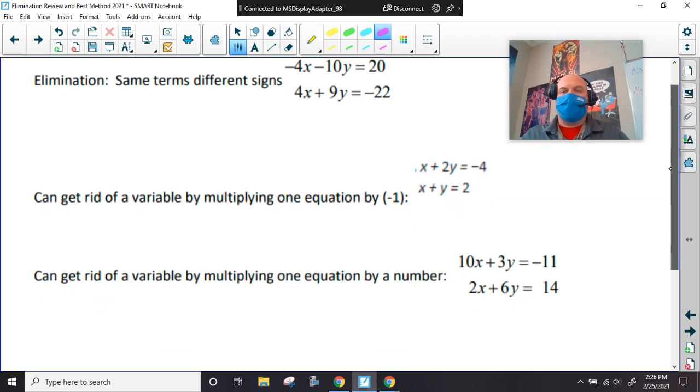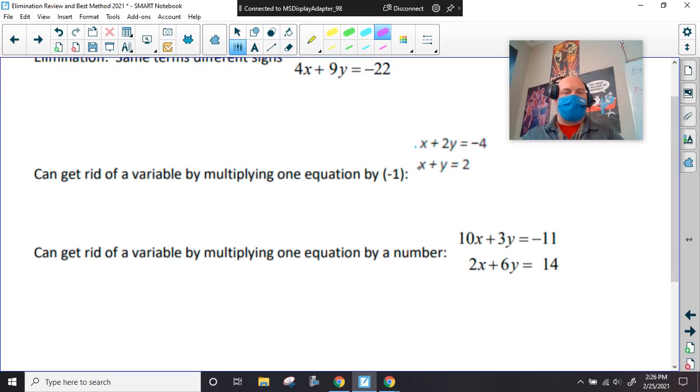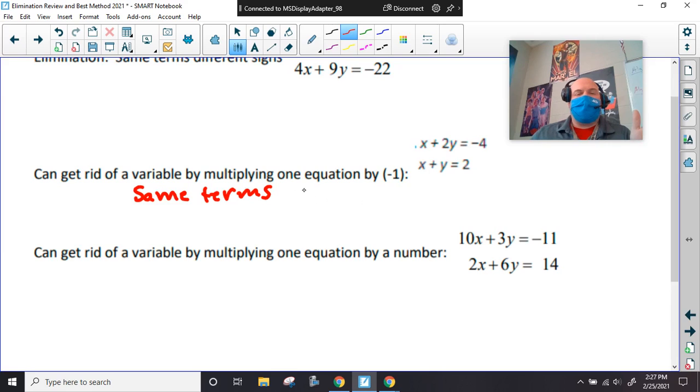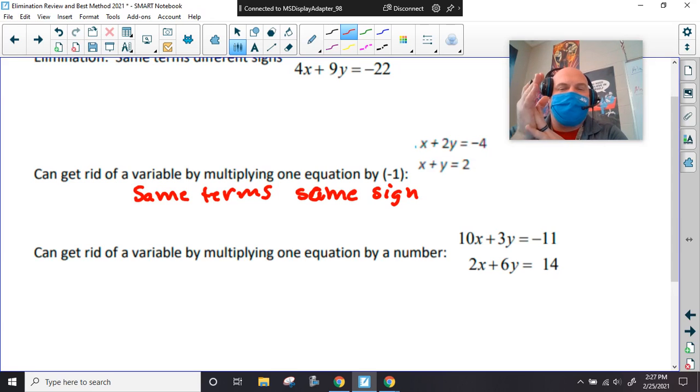And this is where we lost people the other day, but I think we got you back on the thought process here. Can we get rid of a variable by multiplying by -1? This is when they're the same term, same sign. So we have an x, both positive x on the top and bottom right there, and we can look at it from there.